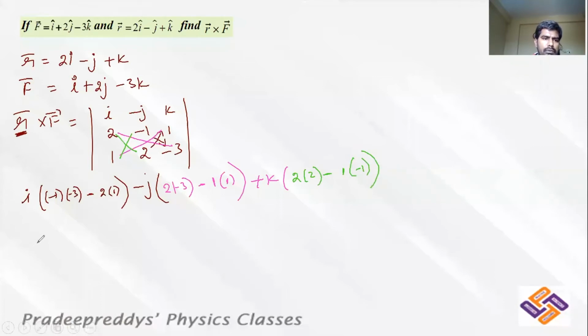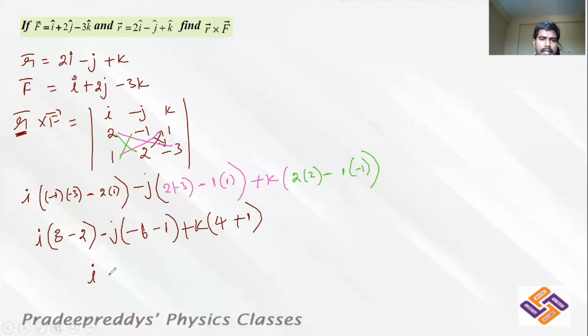i into minus of minus will become plus 3 minus 2, minus j into 2 3's are 6, minus 6 minus 1, plus k into 2 2's are 4, minus of minus will become plus 1. 3 minus 2 is 1. It is i minus 7j plus 5k. This is equal to R bar cross F bar. Usually it is called torque. So R cross F is this, i minus 7j plus 5k.